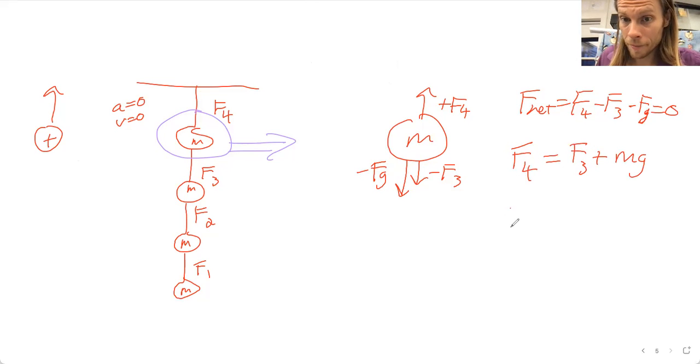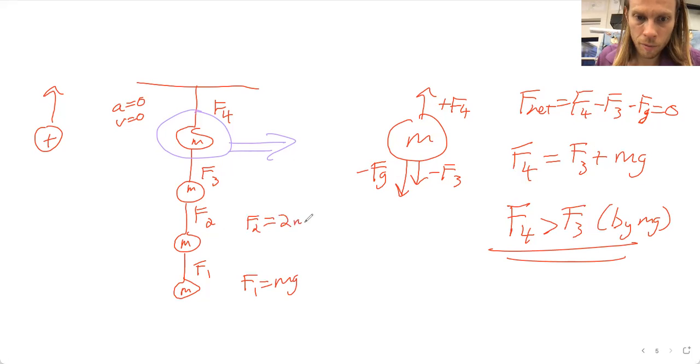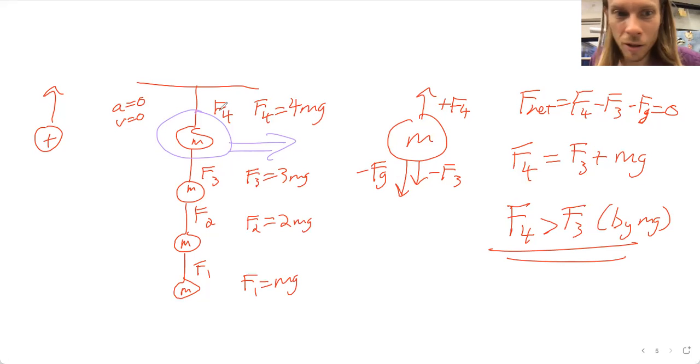which means which is bigger? F4 by mg. So mg bigger. So here F1 equals mg. Here F2 equals 2 mg. Here F3 equals 3 mg, because lifting all three. And here F4 equals 4 mg, which indeed is, notice it's bigger than F3. So the tension in this is the weight of this mg bigger than this one, and this one's mg bigger than this one, and this one's mg bigger than this one.